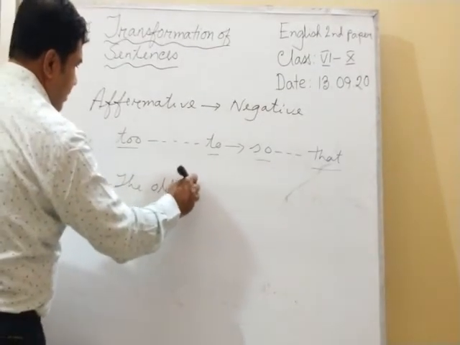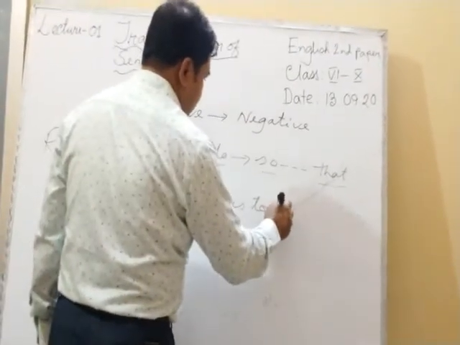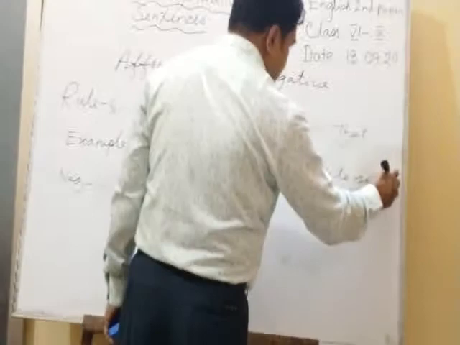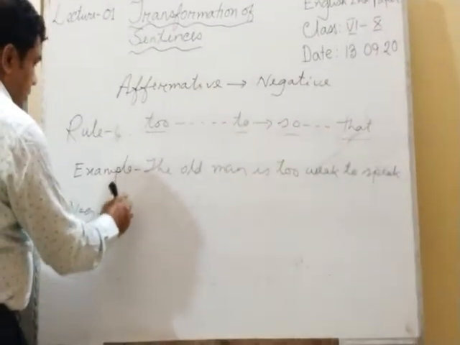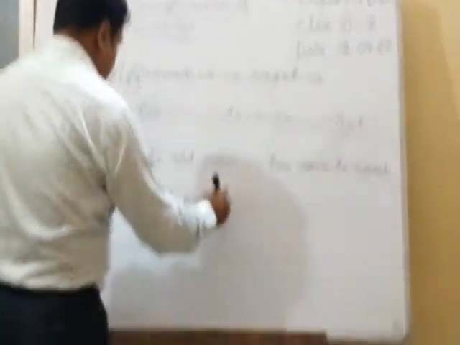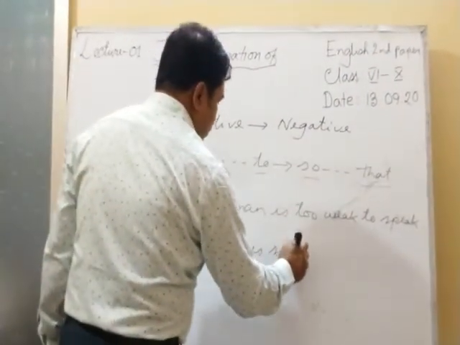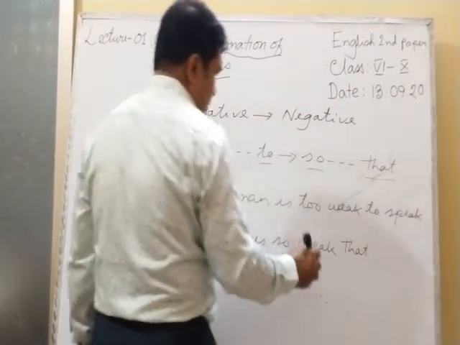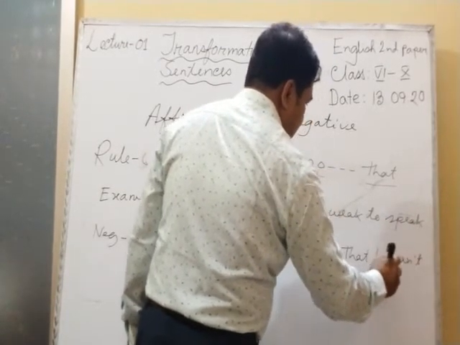The old man is too weak to speak. Negative will be: the old man is so weak that he can't speak.